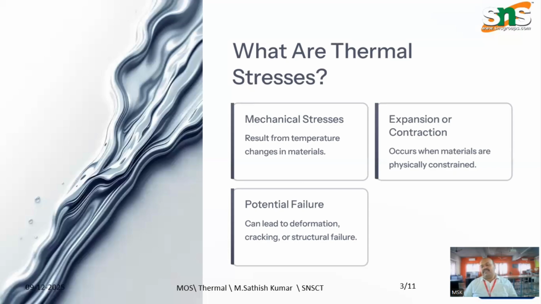The external temperature is due to the environment, that is the sun or any other higher temperature body next to the particular component. So there is always a stress that is called a mechanical stress. Expansion and contraction occurs when materials are physically constrained. Whenever we constrain any body, this expansion or contraction will happen, and the potential failure can lead to deformation, cracking, or structural failure. That is a total failure of the system due to thermal stress.